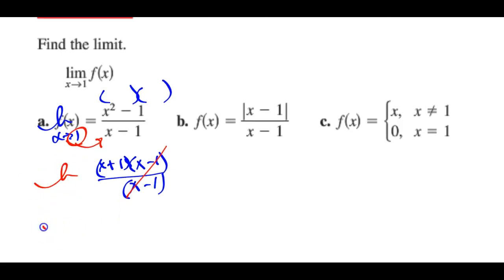But now the new problem says the limit as x approaches 1 after you cancel this x plus 1, and then you could do direct substitution and just get a 1.